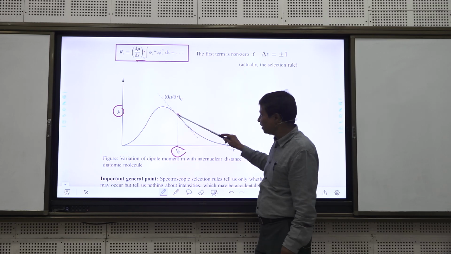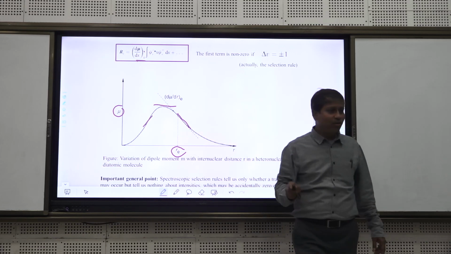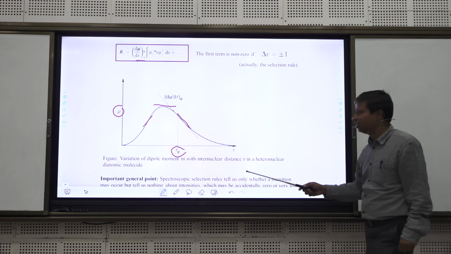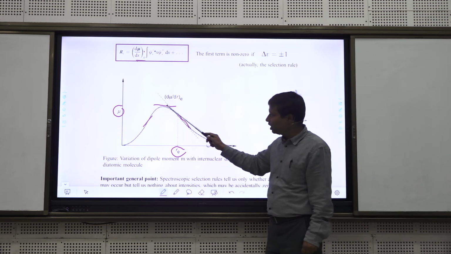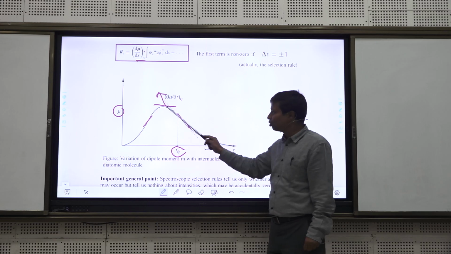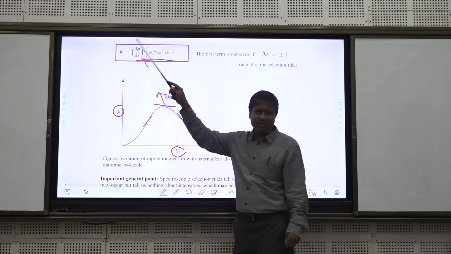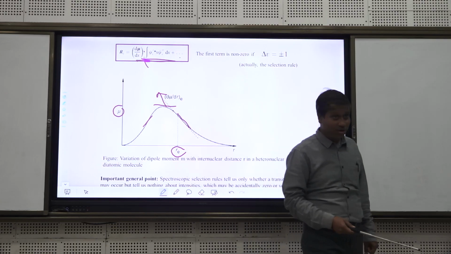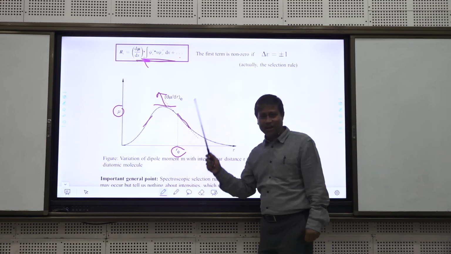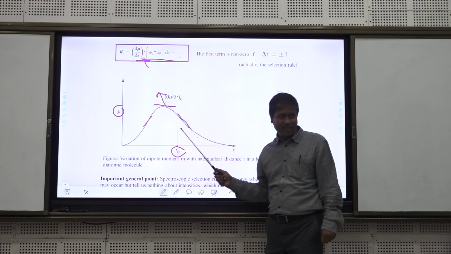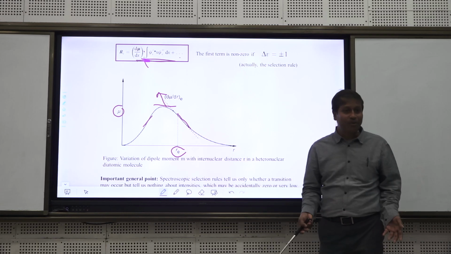So the slope can be like this, or like this. Now you see how the slope can change from positive to 0 to negative. Now the important thing is here: a slope can be 0. If this is 0, it means the first term is 0 and the second important term is also 0. Even though your system has a dipole moment and everything is satisfied, the intensity is 0. Intensity 0 means as if it is a forbidden transition.